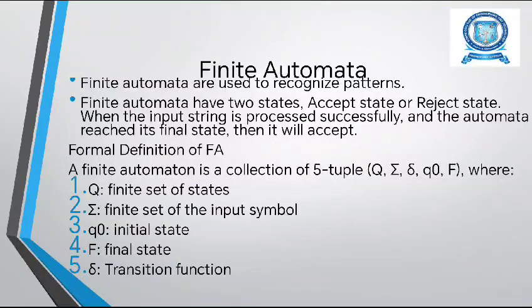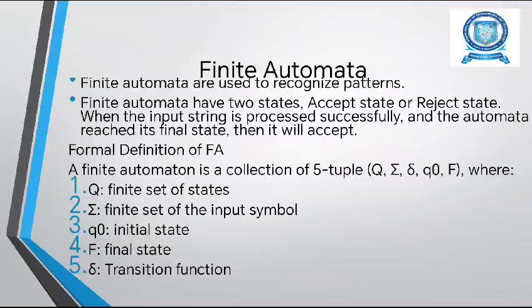Finite automata are used to recognize patterns. Finite automata have two states, accept state and reject state. When the input string is processed successfully and the automata reaches its final state, then it will accept. Formal definition of finite automata.